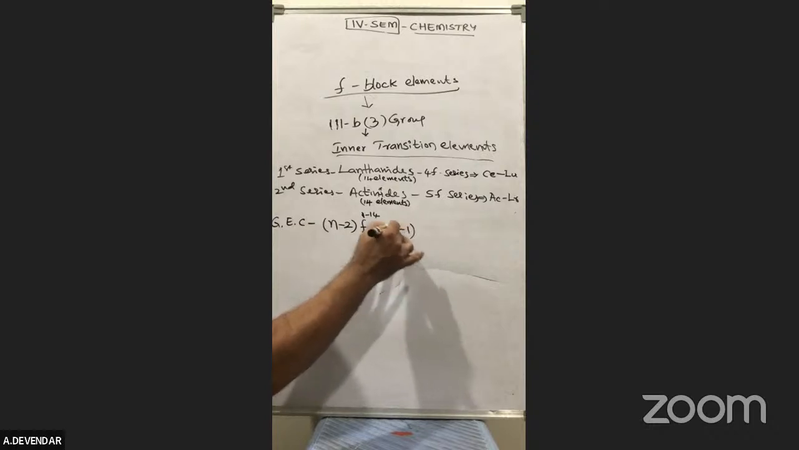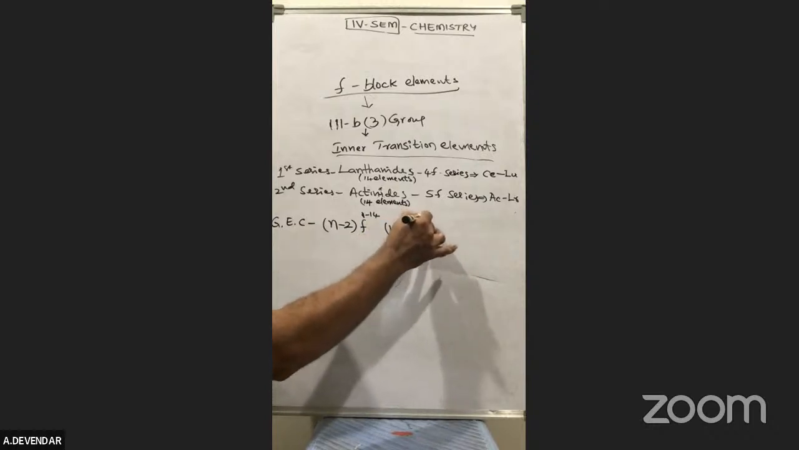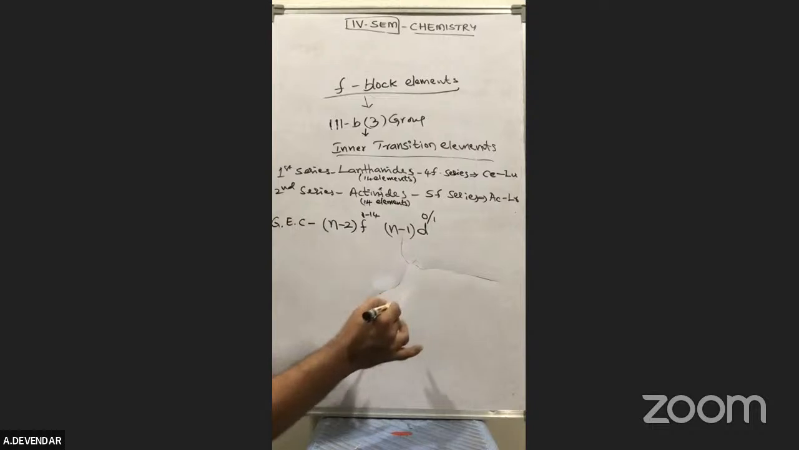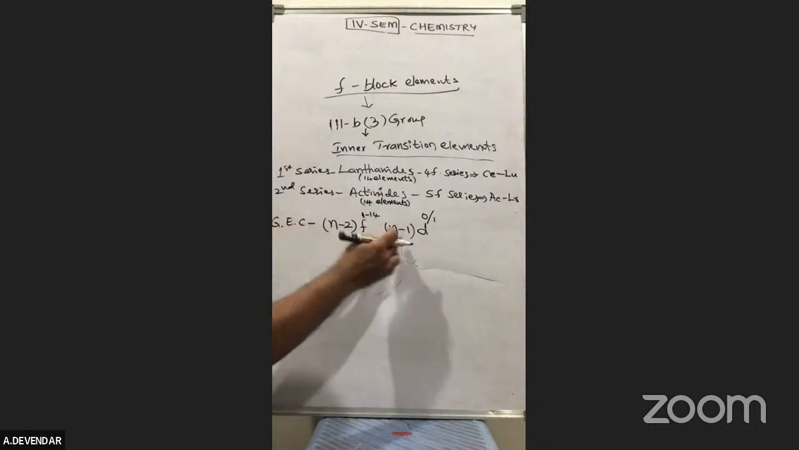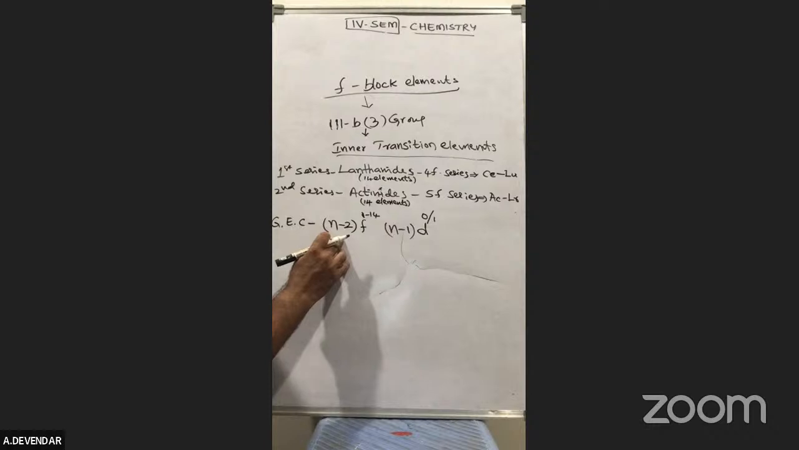Next, (n minus 1) D, 0 or 1. Sometimes there are no electrons in the D orbital, and sometimes only one electron is there. That is the penultimate shell. This is the antepenultimate shell.